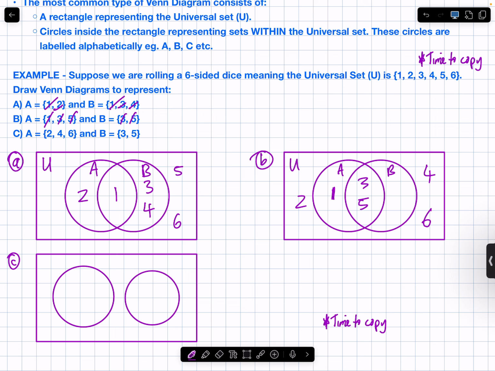Looking at example C, why are these circles separated? There's no overlap. There's nothing common to the middle sets. So this is actually kind of easier. When I first started this stuff, I thought it was harder, but it's kind of easier.